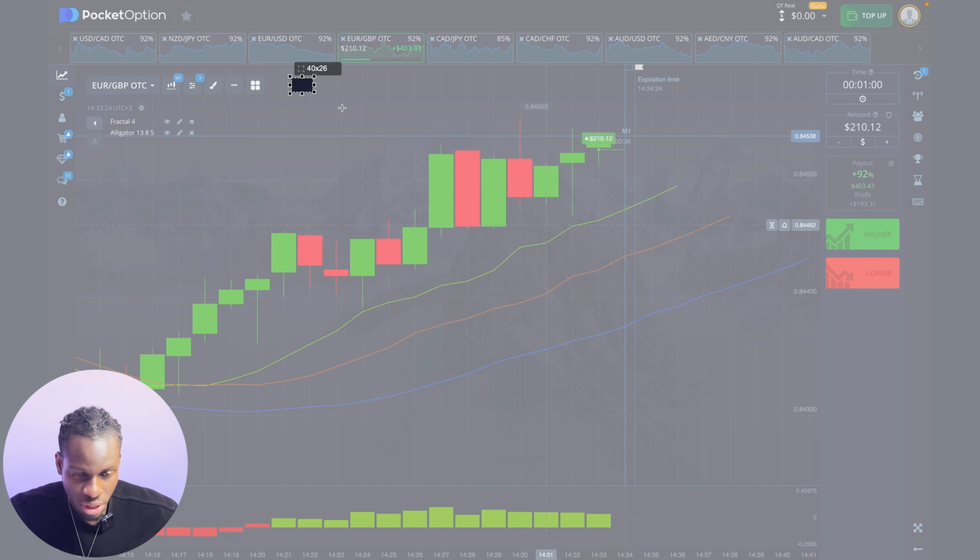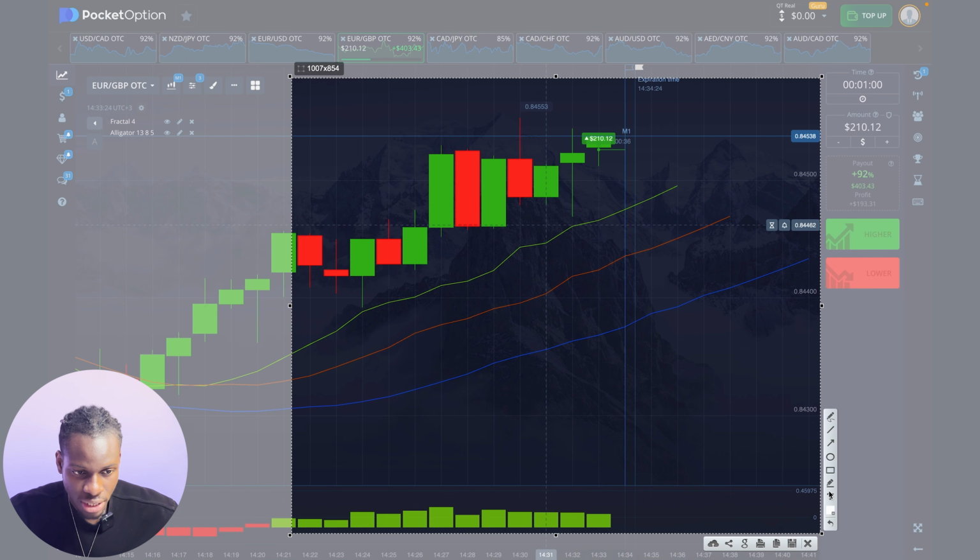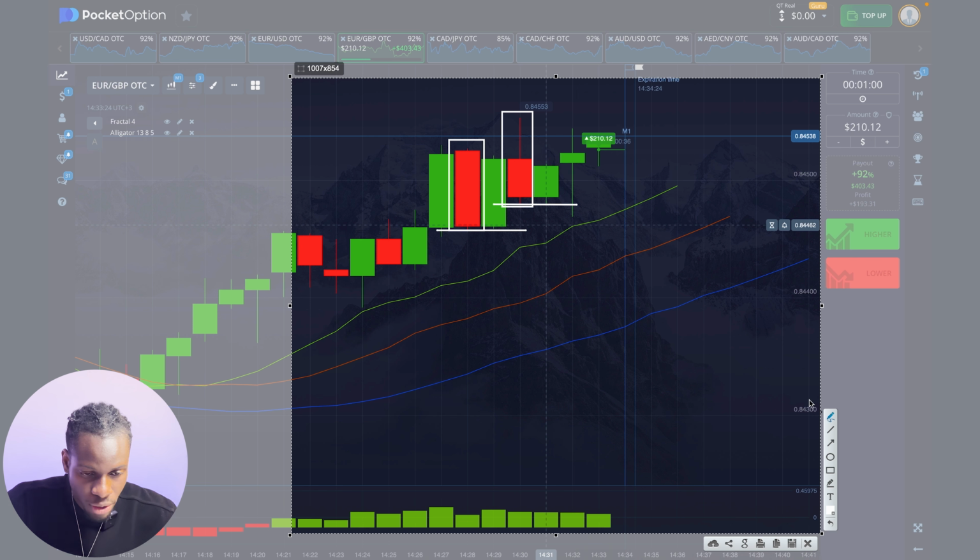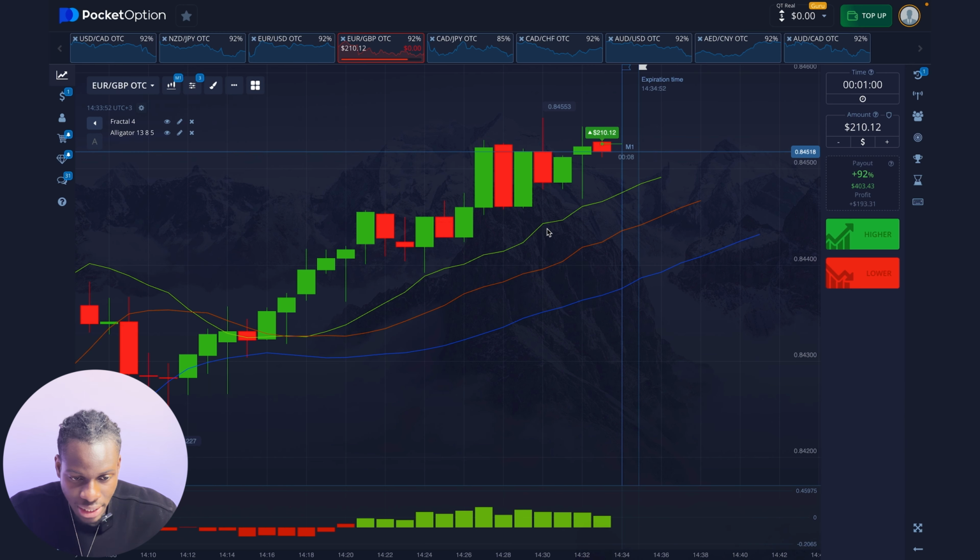At the end of this pullback would have been the ideal entry, maybe at the close of this candle, or somewhere near these levels. But I strongly believe the upward trend will continue. You see the moving averages are all pointing upward, and the price has already crossed these levels. So the price has already crossed all these lines, the moving lines. So this is indicating a very, very strong upward momentum.